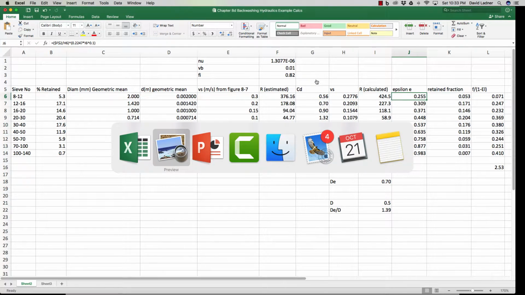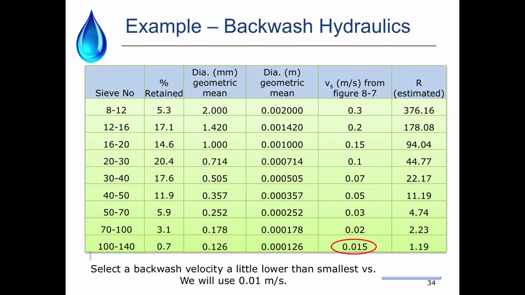Well, let's look at the data again. Select a backwash velocity a little lower than the smallest settling velocity. Notice the settling velocity decreases as the size of the particles decreases. Obviously, if we backwash with a velocity higher than this, we're going to lose those particles when we backwash. So the backwash velocity has to be somewhat lower than the lowest settling velocity, and so we have just chosen 0.01 as the backwash velocity that we'll use.